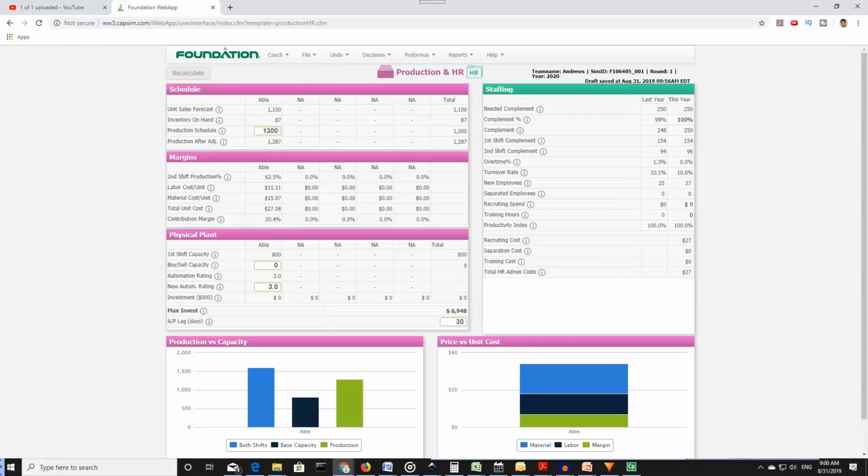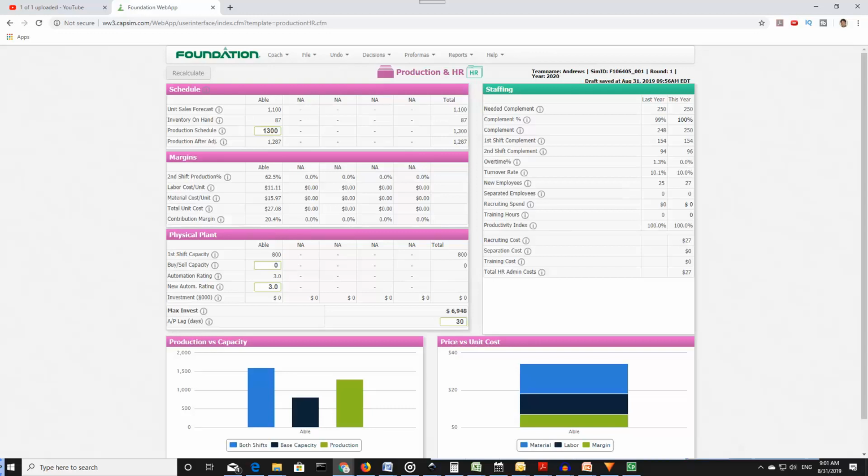Beneath the buy-sell capacity line is the automation rating. This describes the extent to which your assembly line uses machines. This value ranges from 1 to 10. The higher the automation rating, the fewer workers needed to run your assembly line, and the lower the labor cost per unit for that product. You can invest in increasing or decreasing automation for the next turn in the cell on the underlying line.